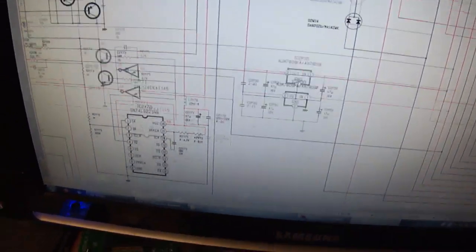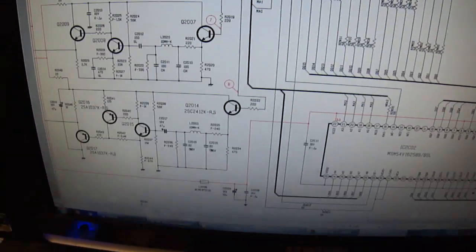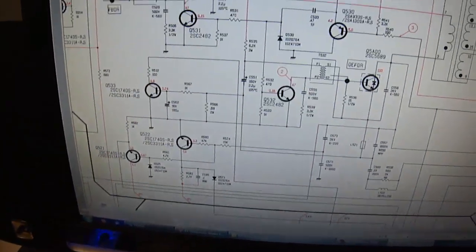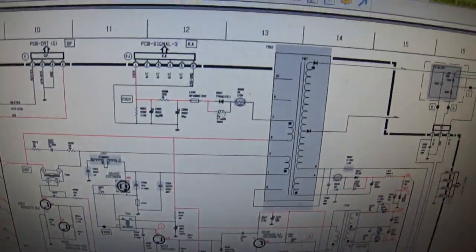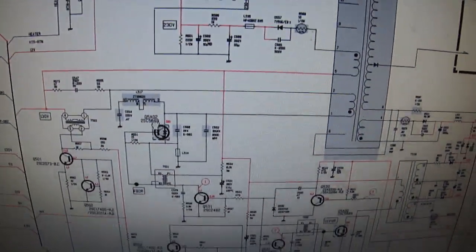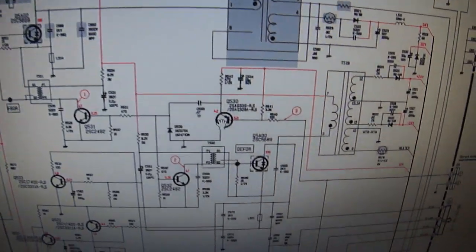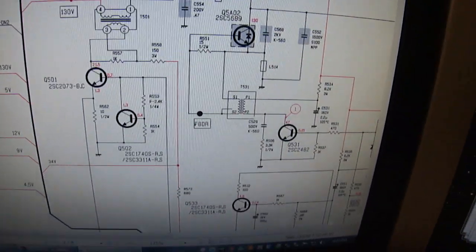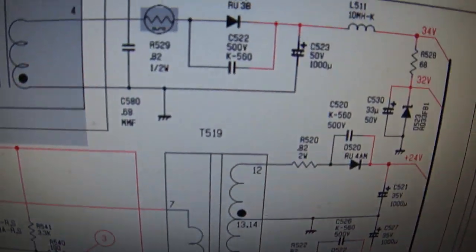Now if I scroll through here and find the horizontal driver output section here, as soon as I get to it, it's right here. You see it goes into two separate paths. There's the flyback, the output transistor that drives the flyback, then there's a separate one that drives the horizontal yoke winding, and the transformer, which is right here. T519 is that transformer right there.